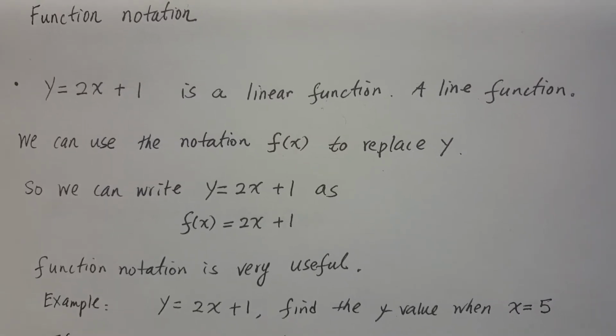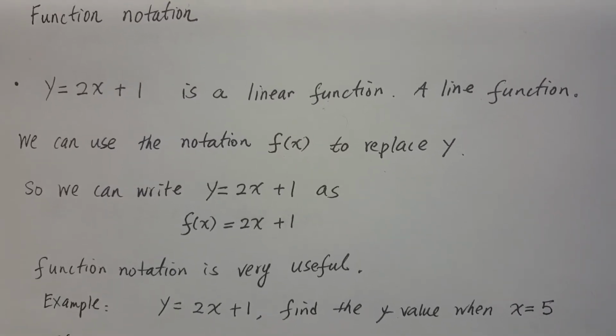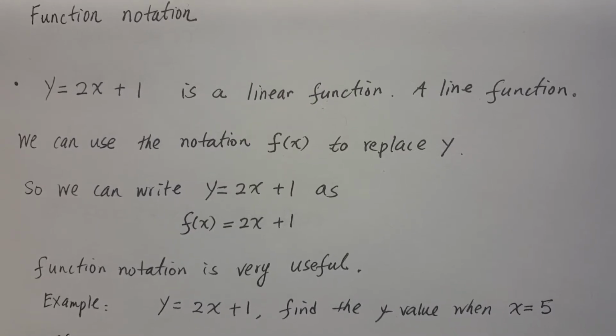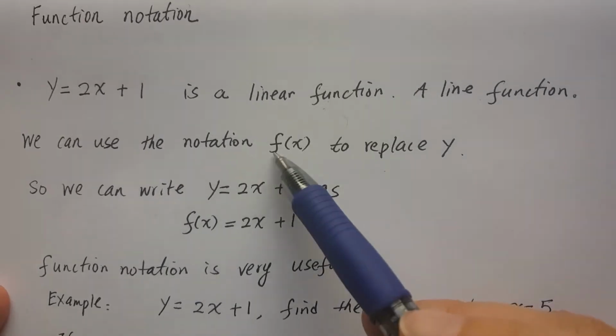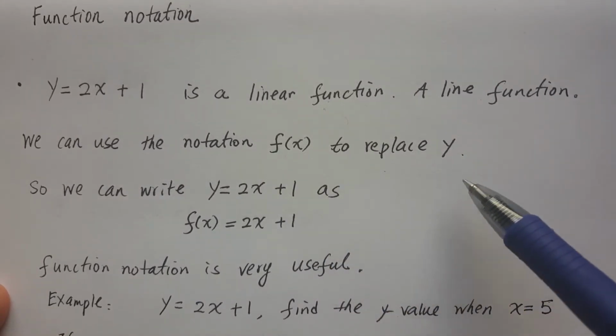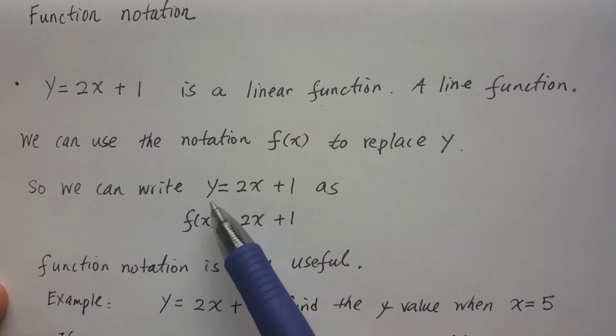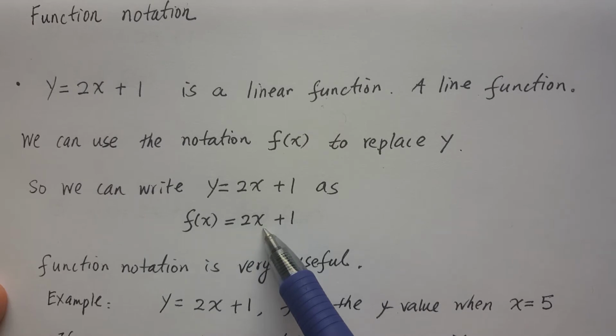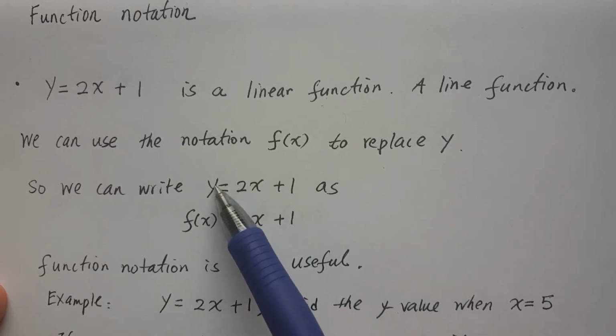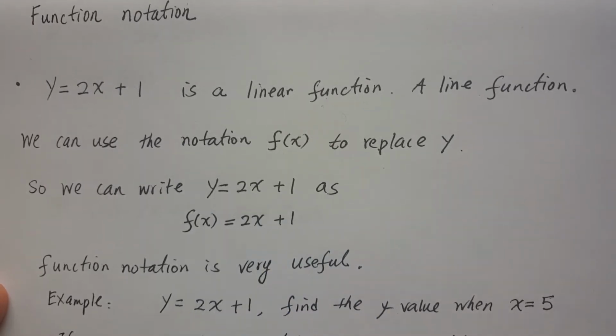Hi, today's topic is function notation. y = 2x + 1 is a linear function. We learned it yesterday. The line y = mx + b is a linear function, a line function. We can use a notation f(x) to replace y. So that means we can write y = 2x + 1 as f(x) = 2x + 1. Replace y by f(x).